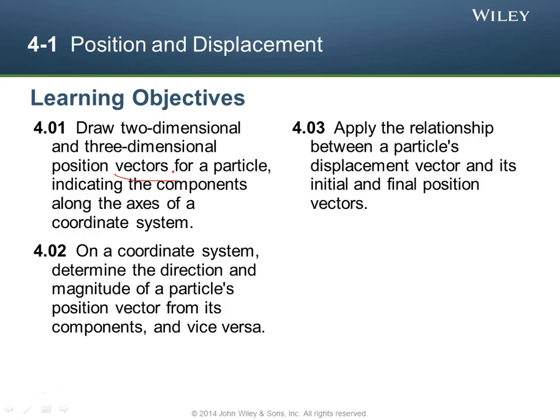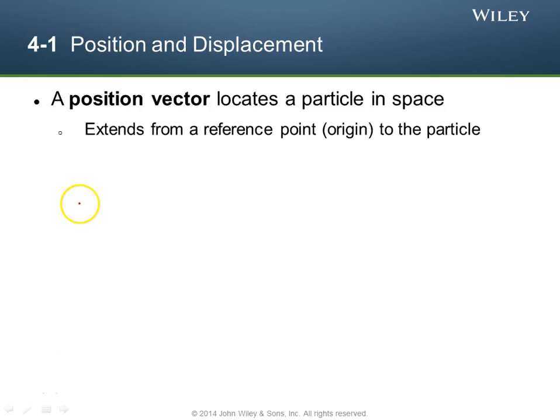The concepts are pretty much the same as what we did in Physics 1. However, the math to describe these concepts is going to be a little different. So first, a position vector locates a particle in space, and this extends from a reference point or the origin.